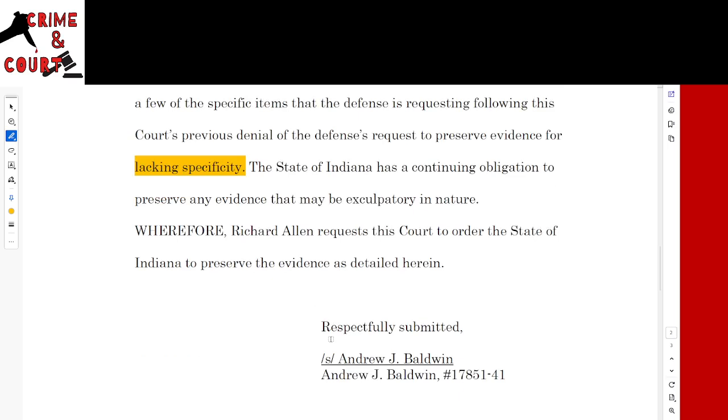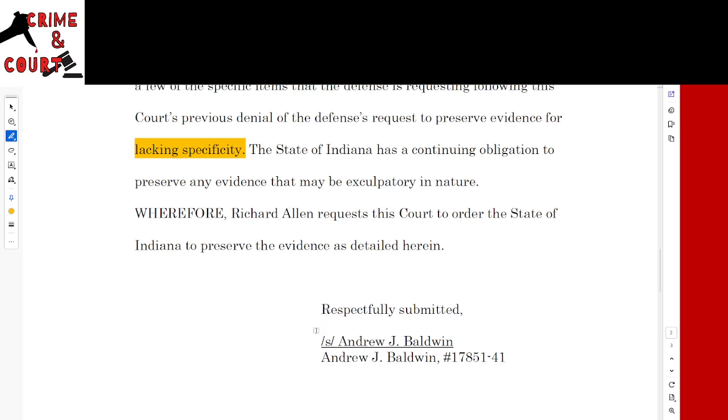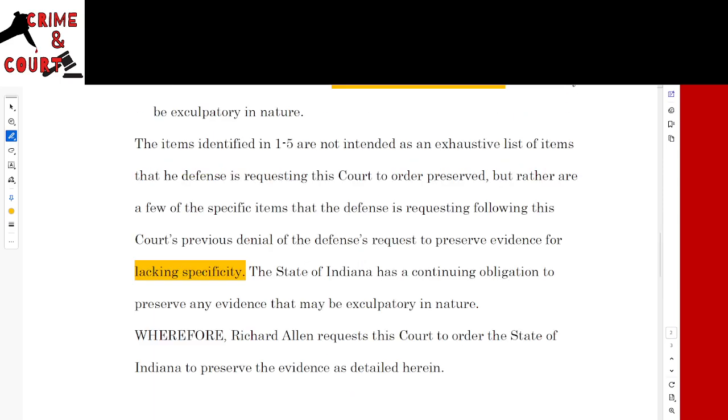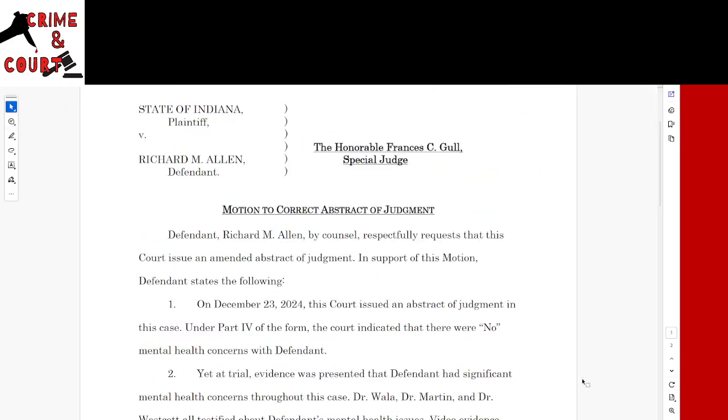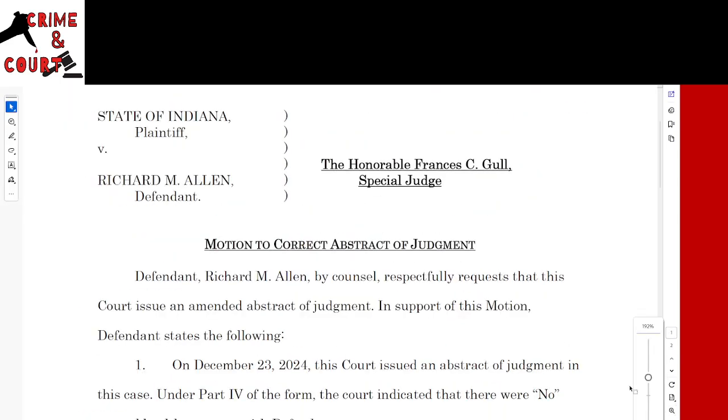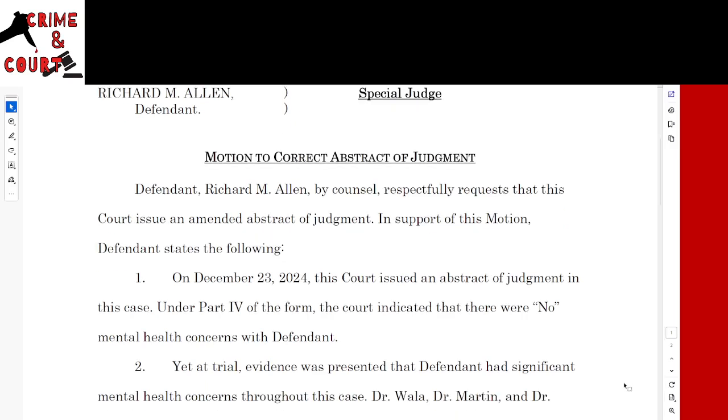And wherefore Richard Allen requests this court to order the State of Indiana to preserve the evidence as detailed herein. Here is a motion to correct abstract of judgment. So, defendant Richard M. Allen, by counsel, respectfully requests that this court issue an amended abstract of judgment. In support of this motion, defendant states the following.